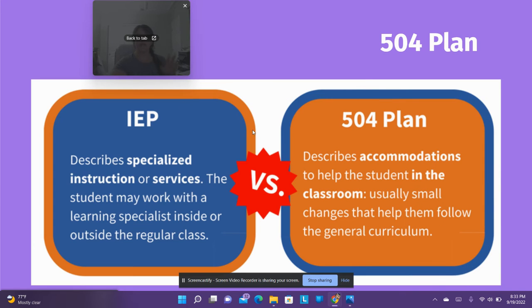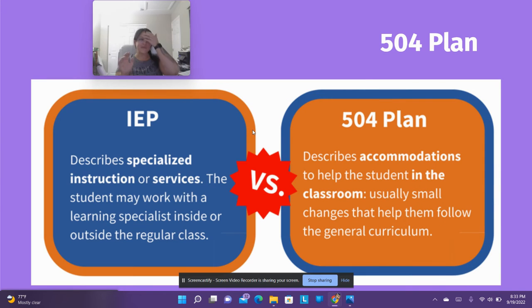So again, differences between the two. An IEP is looking at if a student has a learning disability and they need some accommodations or, again, possibly even modifications that adjust the curriculum or the instruction to meet their individual needs.